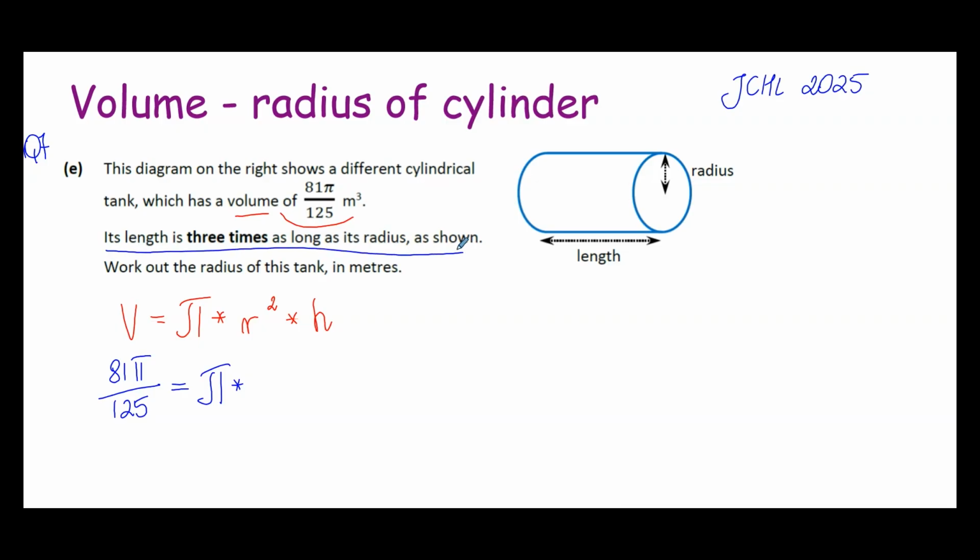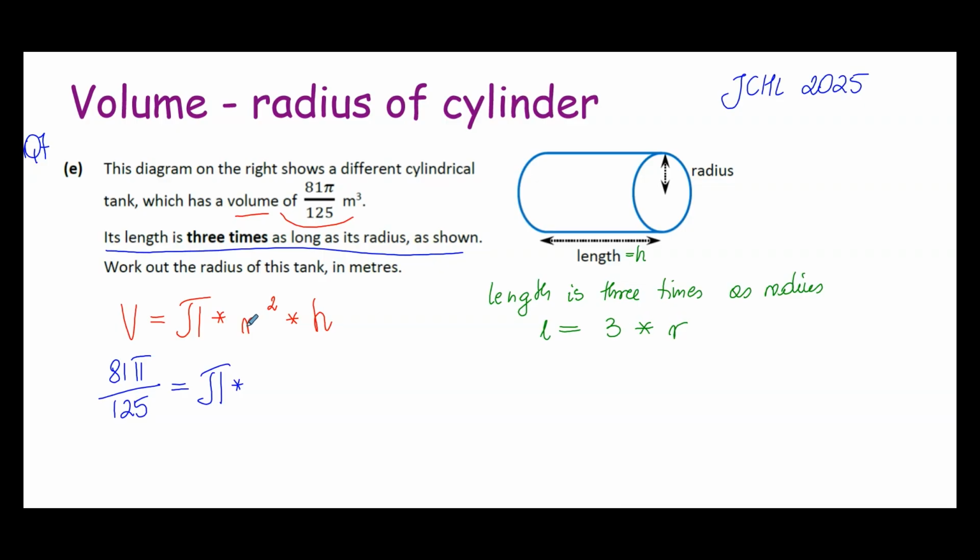That's what they say. They are saying that length is 3 times as radius. So let's change that into maths. Length is 3 times radius. There it is. And what is the length in that formula? That's my height. So that's what height is. Height is 3 times radius.